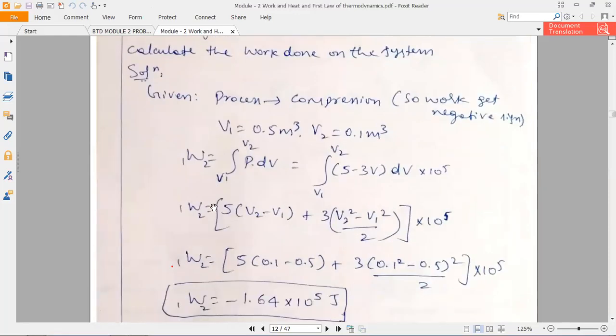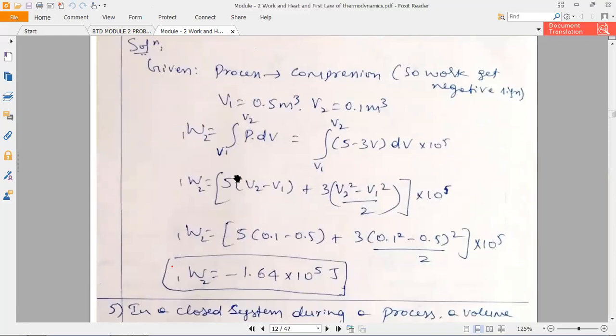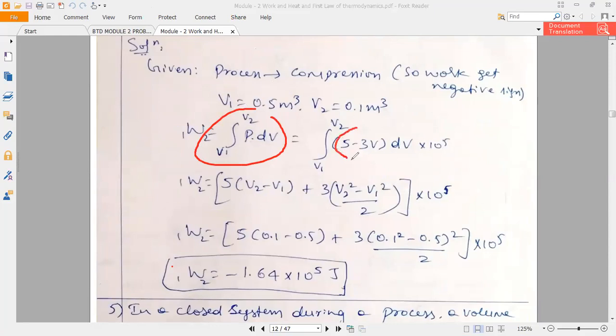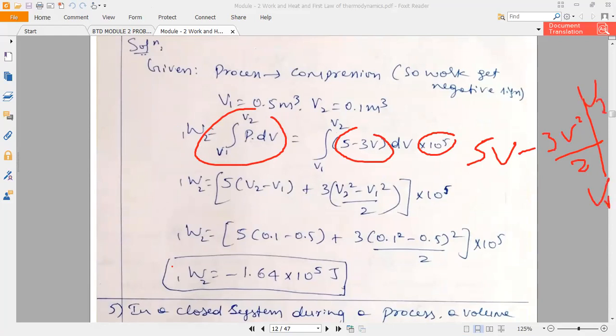Now we know that work is equal to the integration of PdV from V1 to V2, where P is (5 minus 3V) into 10 to the power of 5. The integration of this is 5V minus 3V square by 2, with the limits V1 to V2.